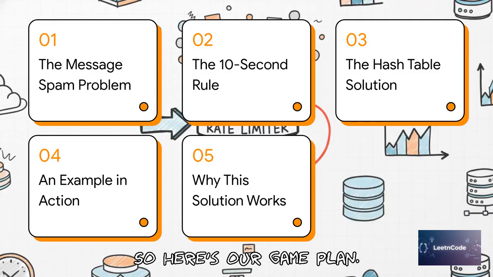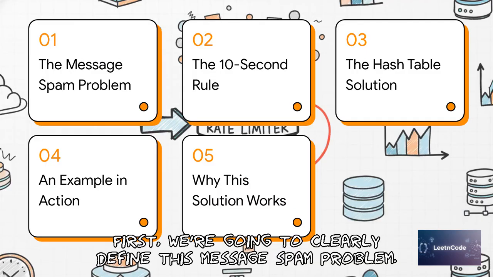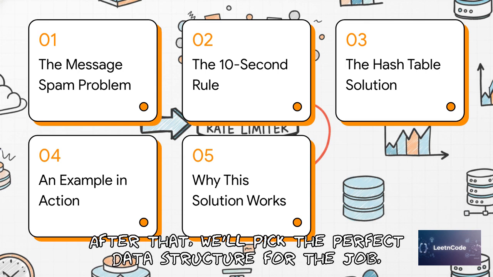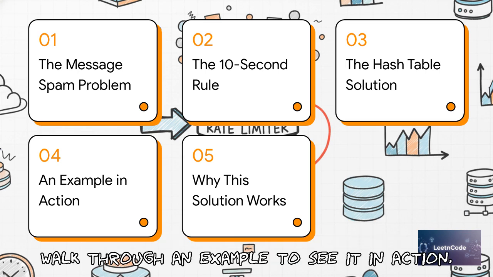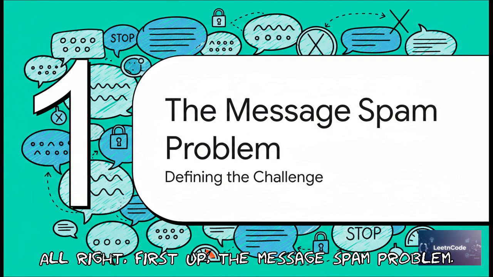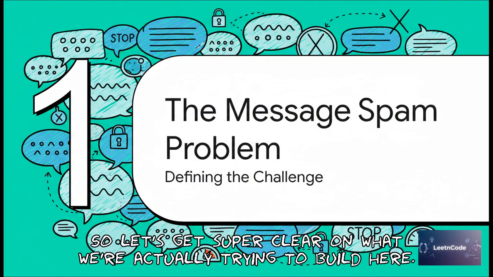So, here's our game plan. First, we're going to clearly define this message spam problem. Then we'll lay down our one core rule, the 10-second memory rule. After that, we'll pick the perfect data structure for the job, walk through an example to see it in action, and finally, break down why this solution is just so darn efficient. All right, first up, the message spam problem. Let's get super clear on what we're actually trying to build here.